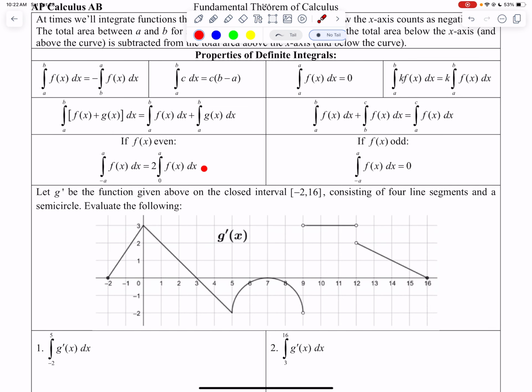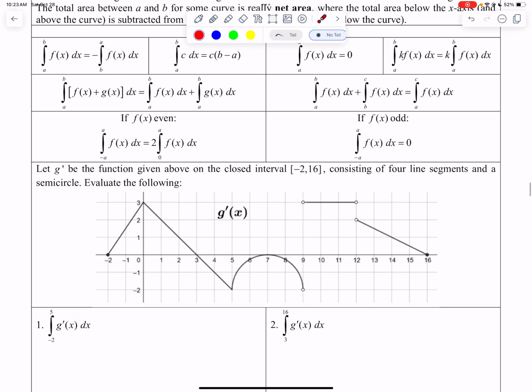If f of x is even and you want to find the integral from negative a to a of f of x dx, then that's going to give you 2 times the area from 0 to a, whatever your a value is. And if f of x is odd, then the integral from negative a to a of f of x dx is just going to be 0.